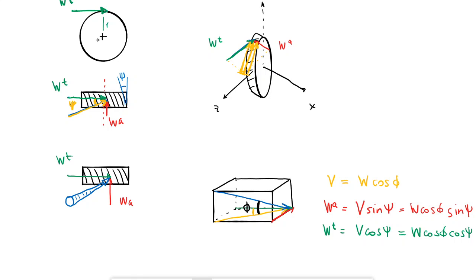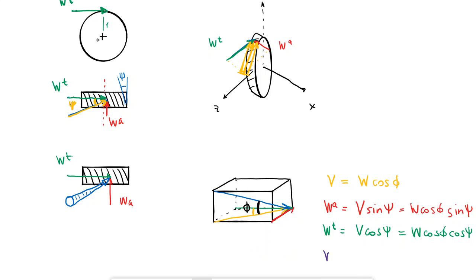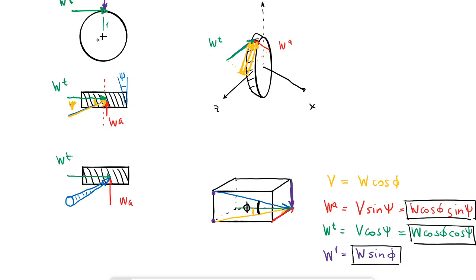I'm missing one more, which would be the radial force. So let's do a purple one here, which would be coming into the gear. That would be equal to this side from here to here, which is just W sine of phi. And that's exactly what I want: the radial, the tangential, and the axial. So I'm going to do one more, which would be bevel gears.